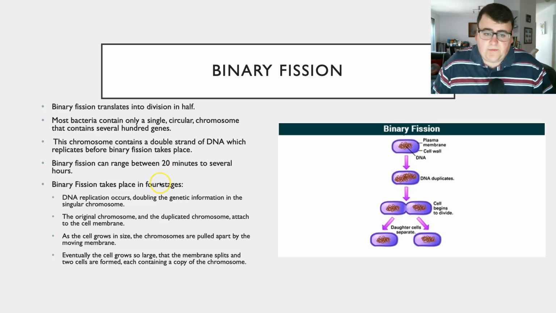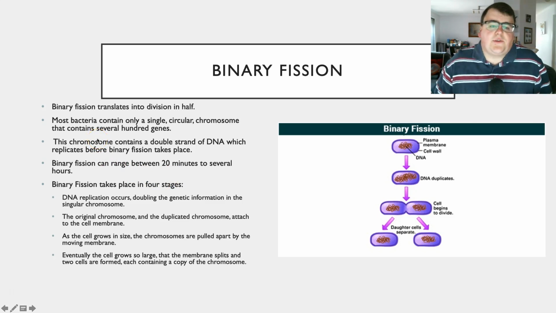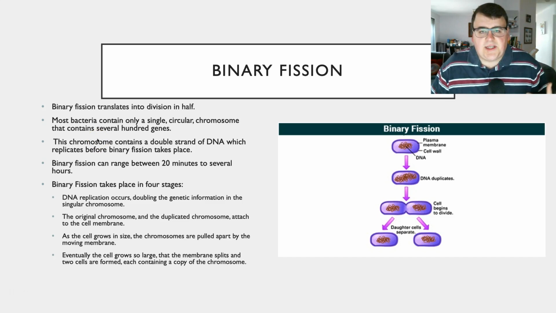Most bacteria, which undergo binary fission, contain only a single circular chromosome that contains several hundreds of genes. So it doesn't have much DNA that needs to replicate, or that we need to be making sure is copied in each new cell.